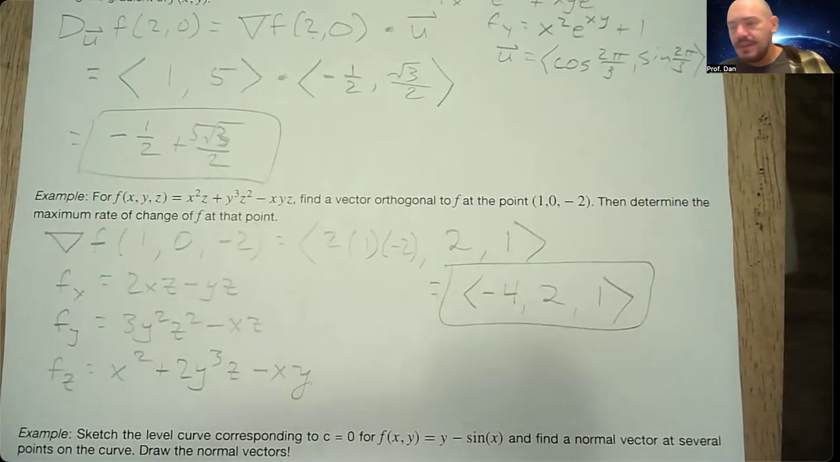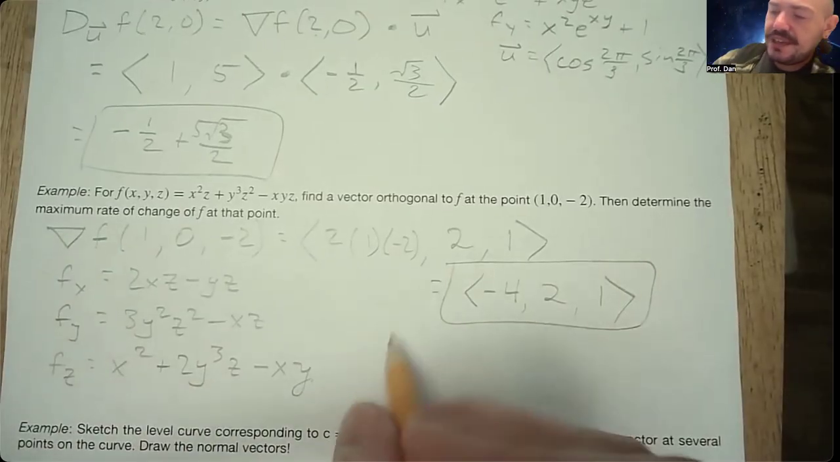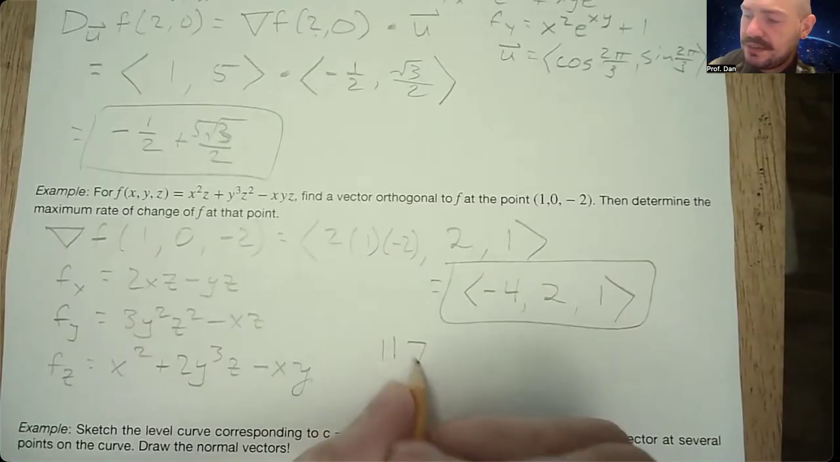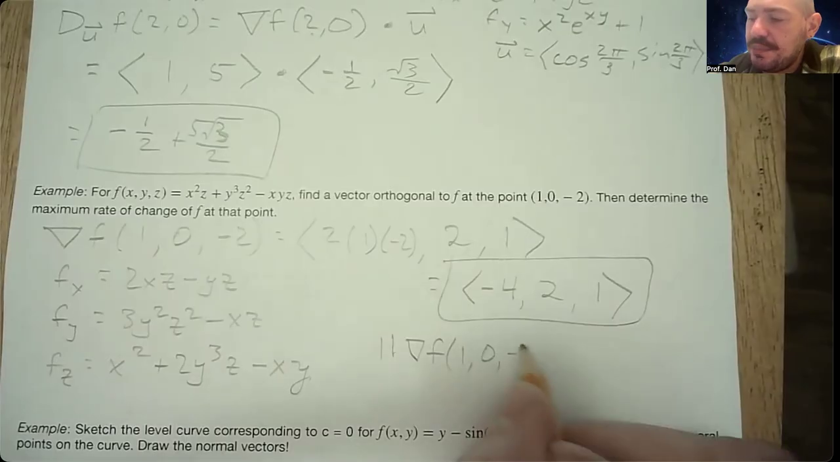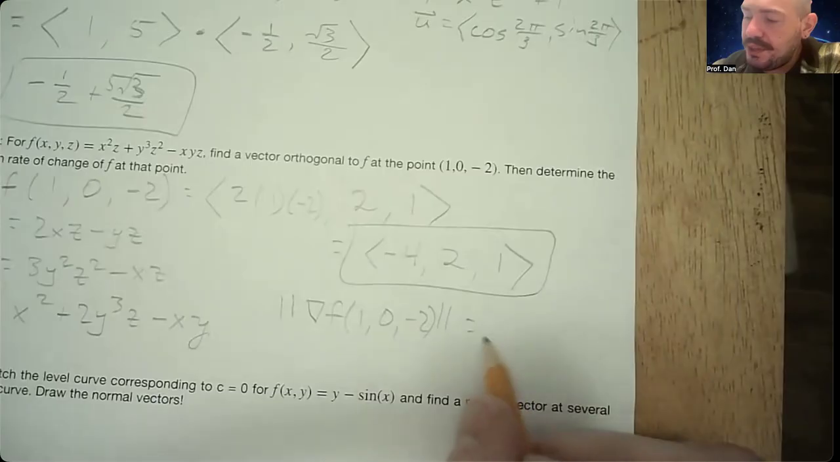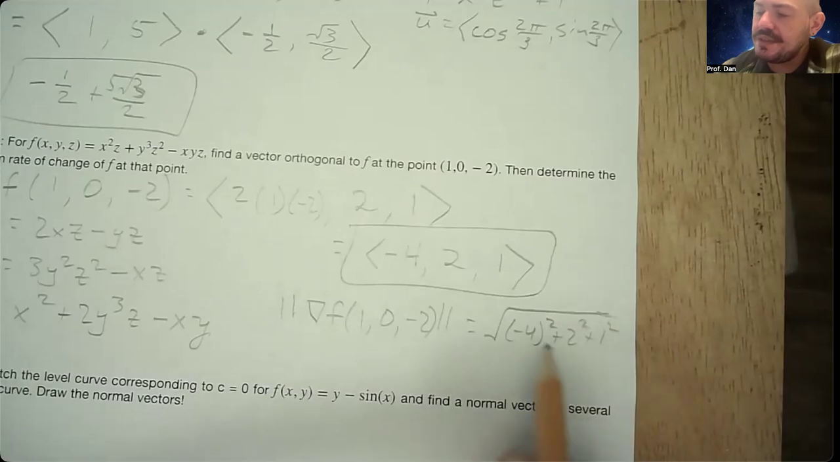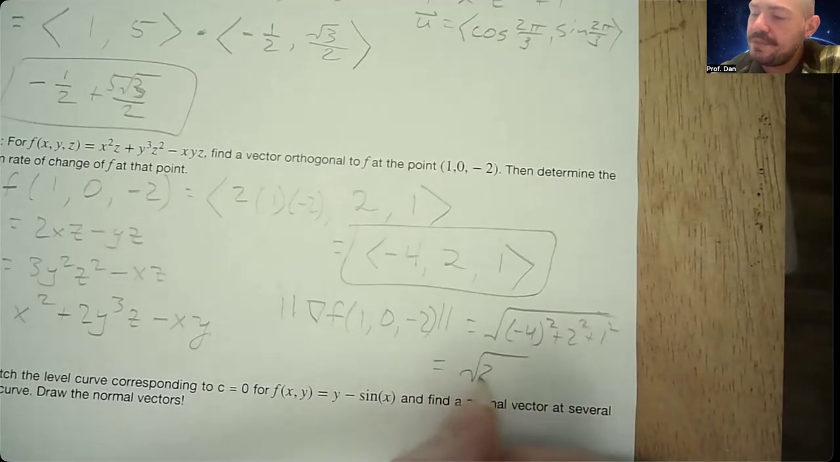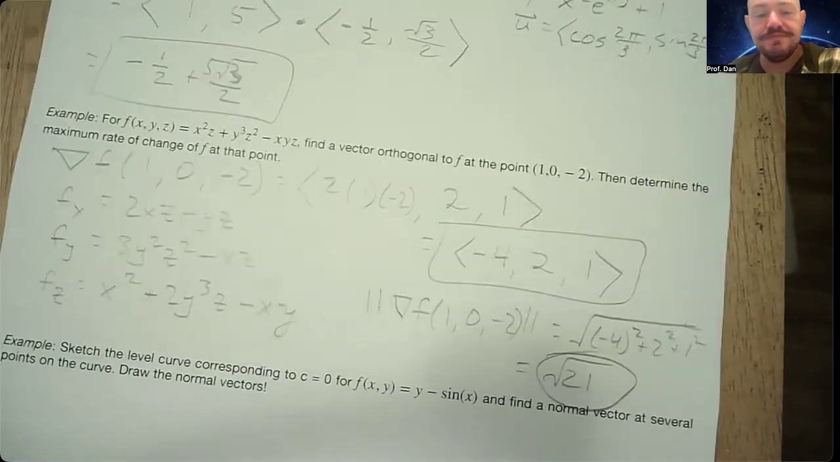Now, to determine the maximum rate of change at this point, we would need to find the magnitude of del F evaluated at that point. So using my magnitude formula, I would get the square root of -4 squared plus 2 squared plus 1 squared. 16 plus 4 is 20. Add 1, you get 21. So our maximum rate of change would be the square root of 21.